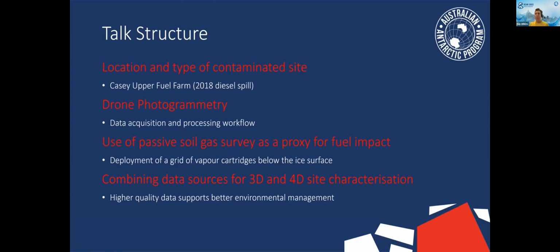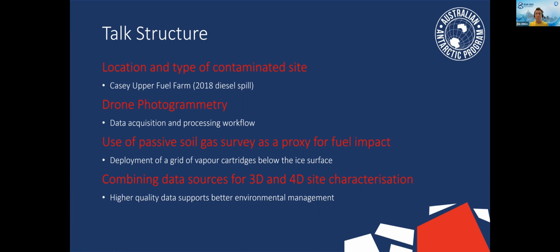So we're going to be talking about a site called the Cuff site, or the Casey Upper Fuel Farm, and that was the site of a diesel spill in 2018. And I'll talk a bit about how we characterise that using photogrammetry with drones, and also using passive soil gas survey as a proxy for fuel impact at that site.